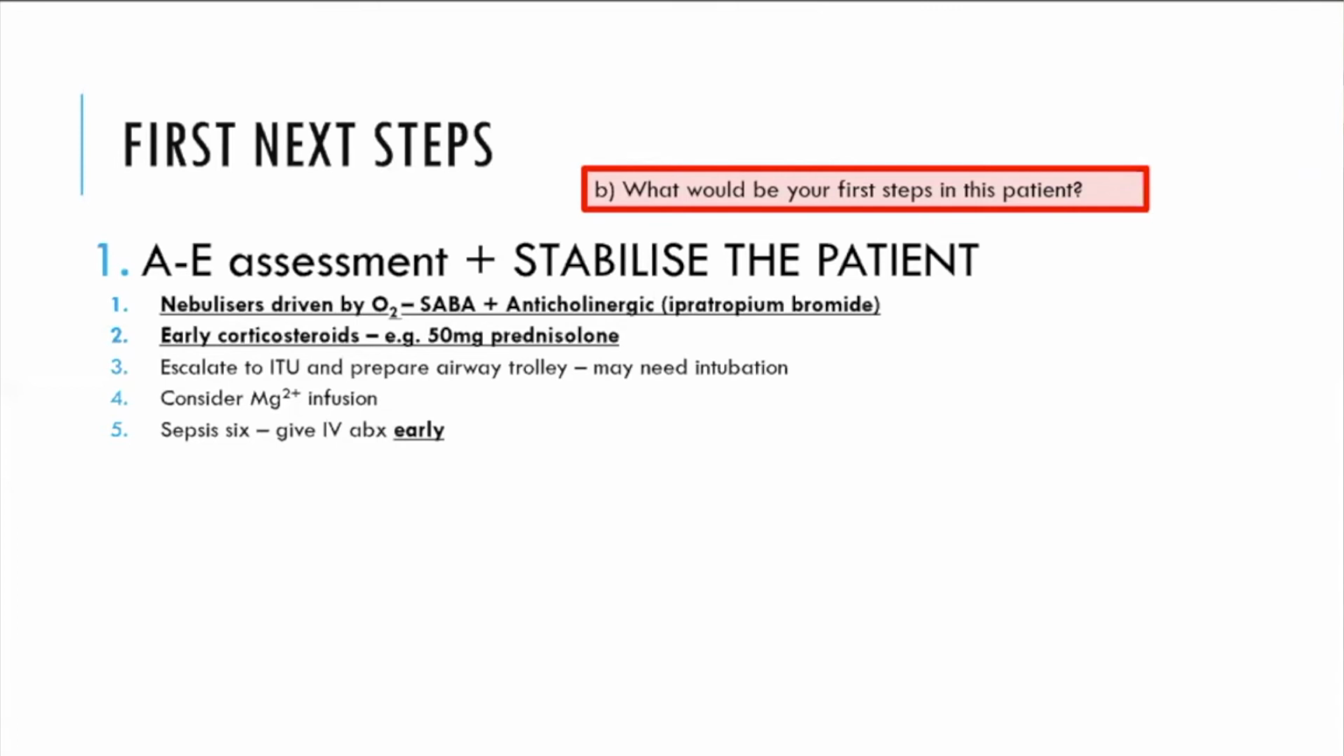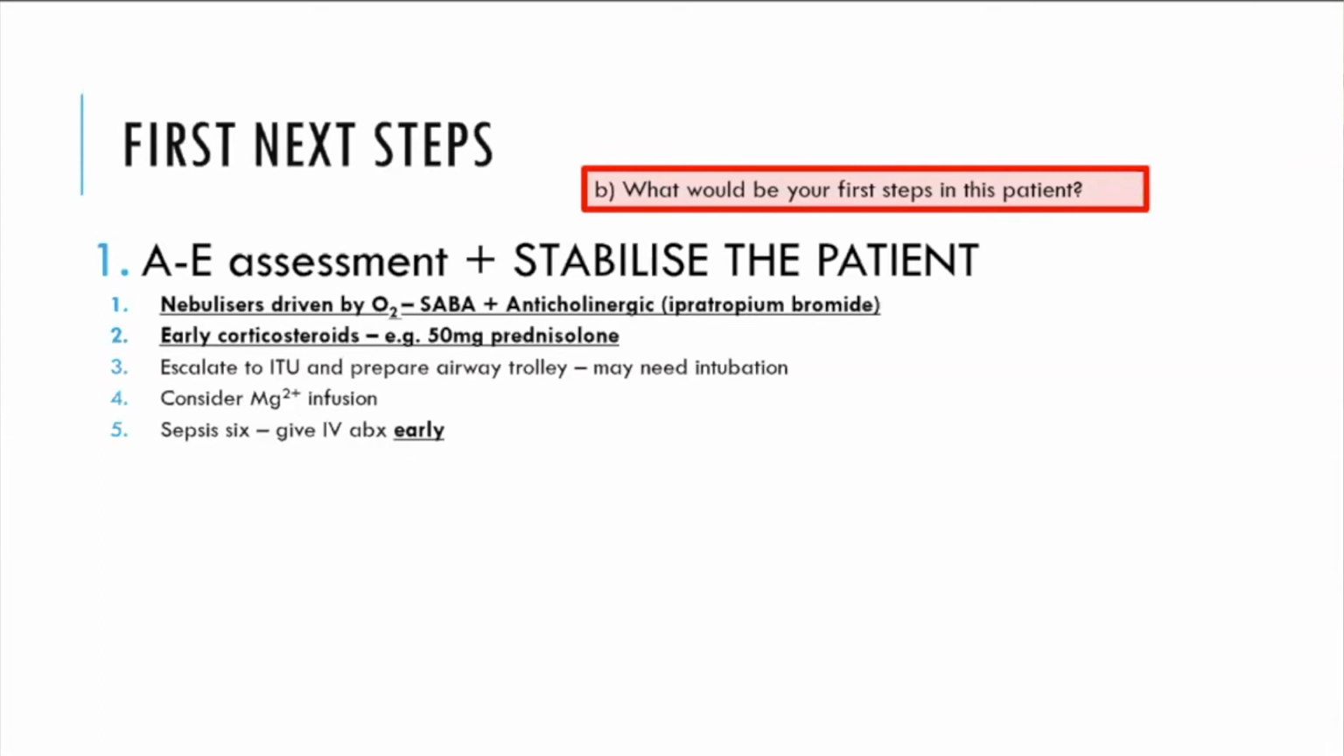So ABCDE assessment and stabilize the patient, again, obvious, but it's worth you guys saying. If you're in an OSCE or practical exam, you have to say that first. In this situation, you want to give nebulized short-acting beta agonists, so salbutamol, and also anticholinergics, so things like ipratropium bromide, or Atrovent is a trade name. And you can actually drive them either with air or with oxygen. Given that this patient is hypoxic, you want to drive those nebulizers with oxygen.